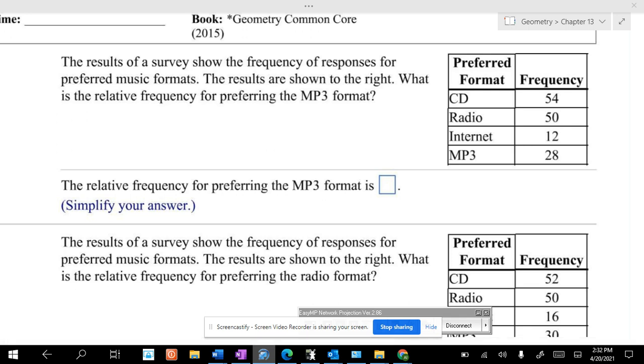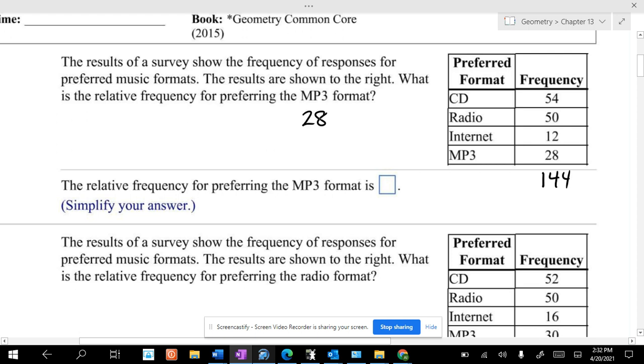Well, 12 and 28, that adds up to 40. 54 and 50 add up to 104, so it's 144. Now, how many prefer the MP3 format? Well, there's 28 that prefer the MP3 out of 144, and then you reduce.